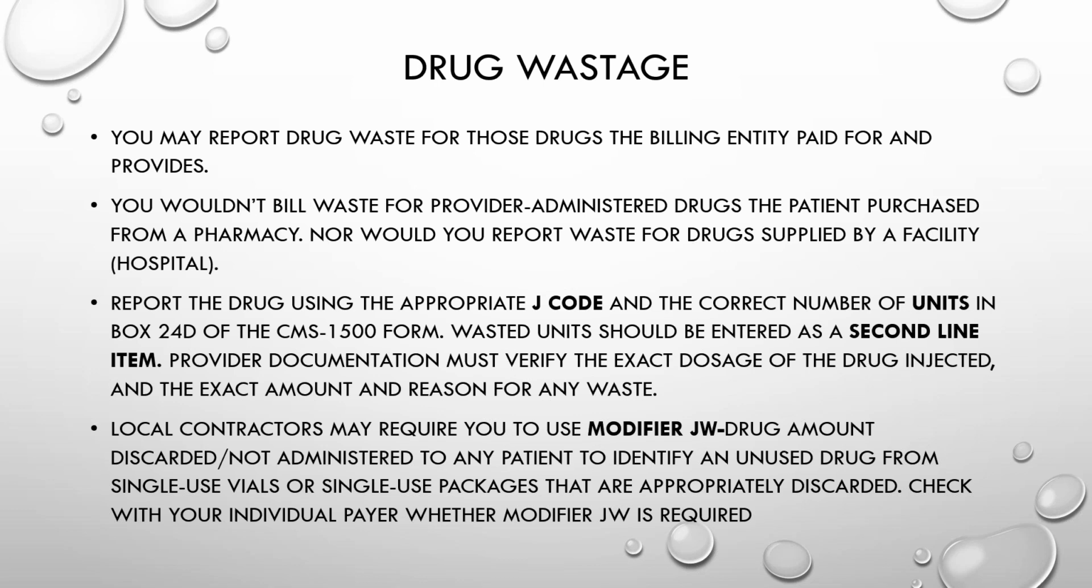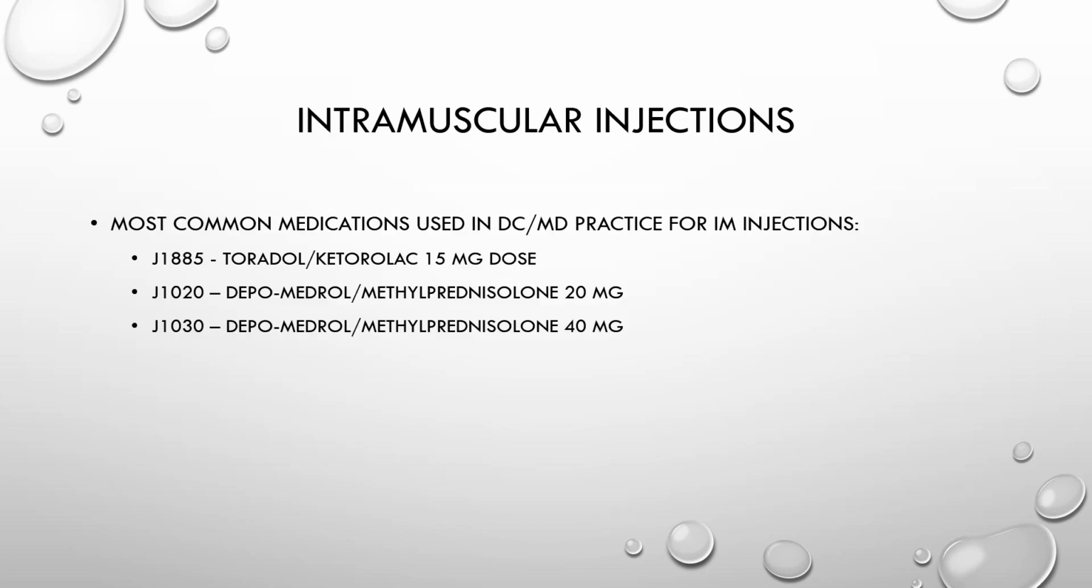Okay, report the drug using the appropriate J code and the correct number of units in box 24D of the CMS 1500 form. What do we mean by number of units? Let's go back to the intramuscular injection, just as an example. So let's say the doctor in the documentation stated that they administered 30 milligrams of Ketorolac intramuscularly to that patient.